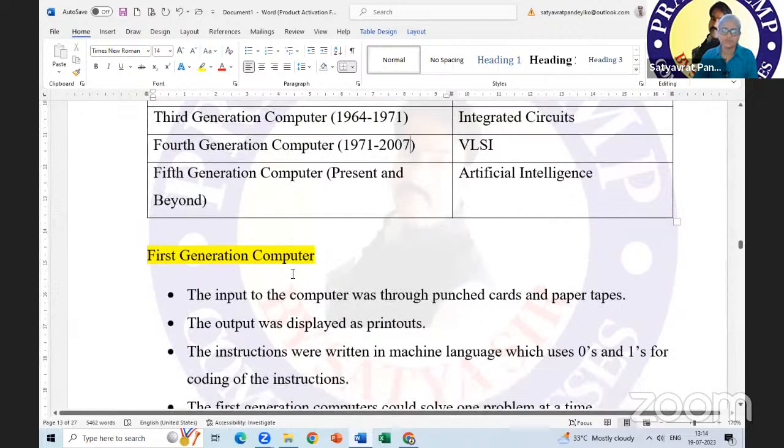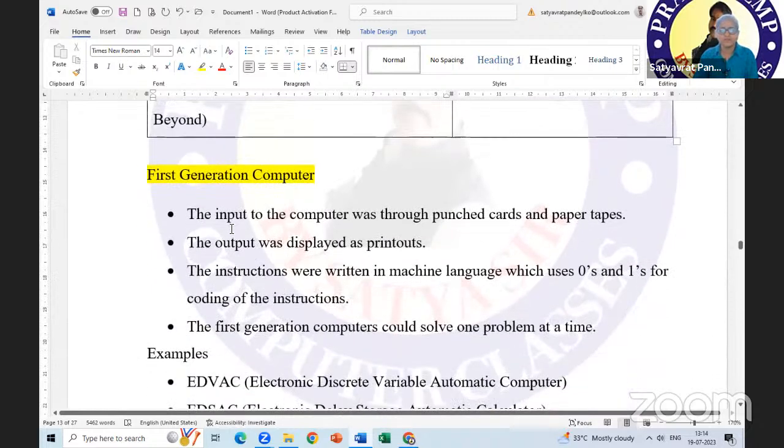First generation computer. The input to the computer was through punched cards and paper tapes. The output was displayed as printouts. The instructions were written in machine language, which uses zeros and ones for coding of the instructions. The first generation computers could solve one problem at a time.